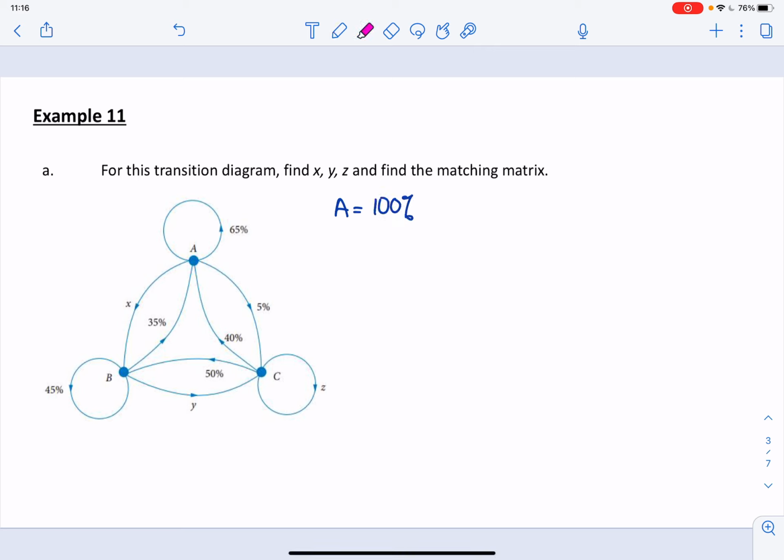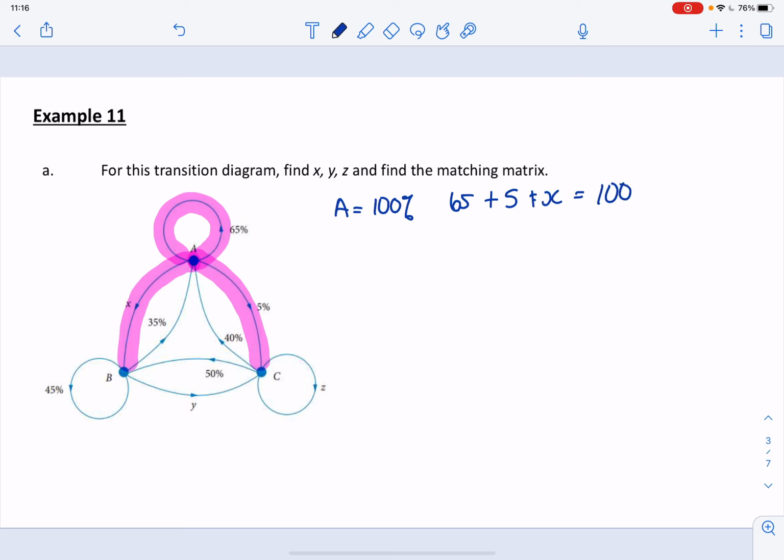We'll just see where we're at the moment. So leaving A, so far I've got 65%. I've got an X, and I've got a 5%. So 65% plus 5 plus x should equal 100. So far I've got 70 plus x equals 100. Therefore, x is going to equal 30. So this one over here is going to be 30%.